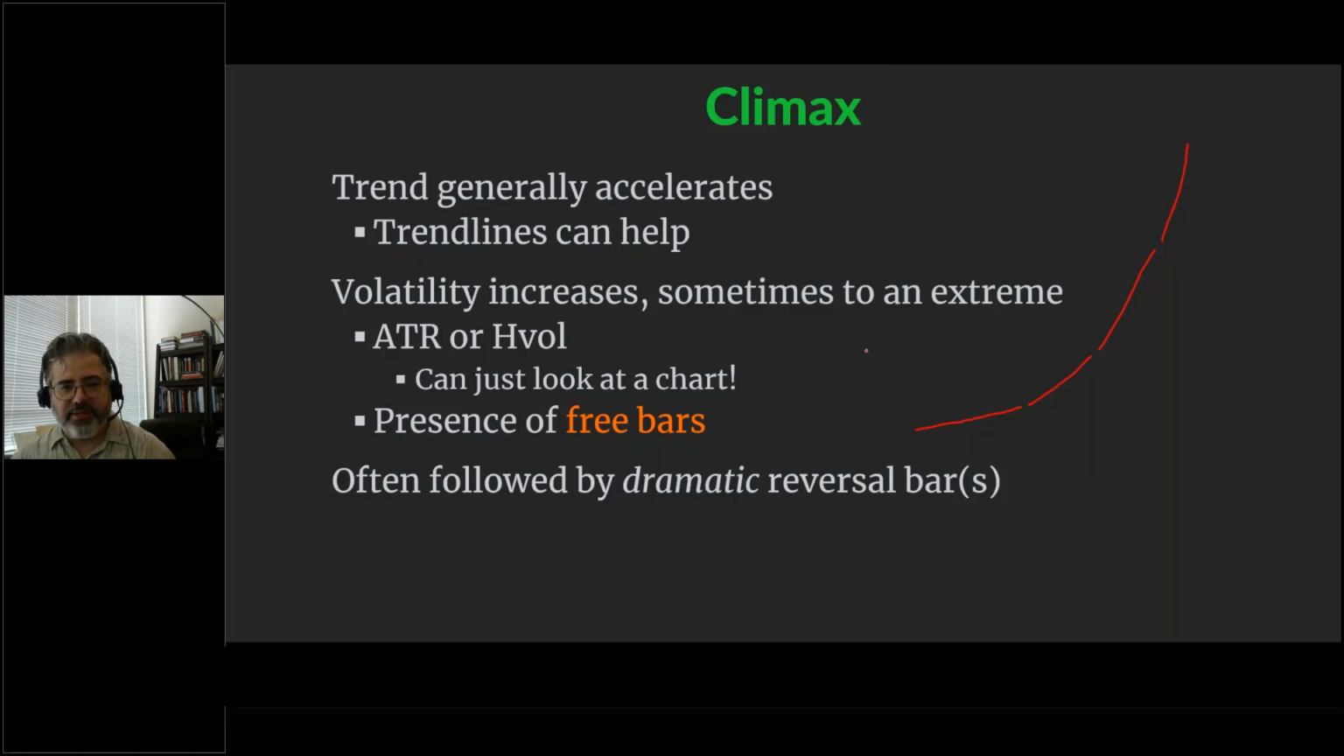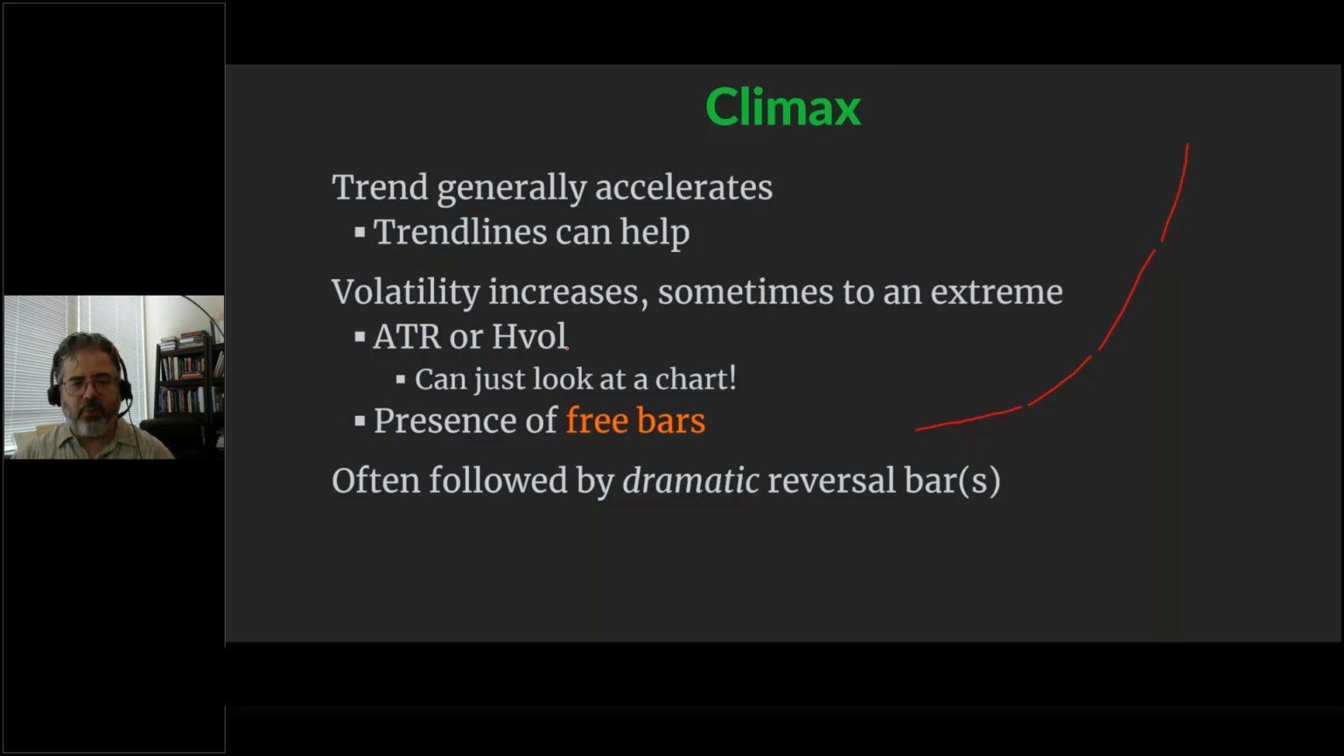Volatility will increase in a climax, sometimes to an extreme, whether you measure volatility by ATR or HVOL. HVOL is historical volatility. That's a statistical measure that looks at the close. We've written about this in a lot of different places, and this is not a course on volatility, so we're not going to talk about that in detail.